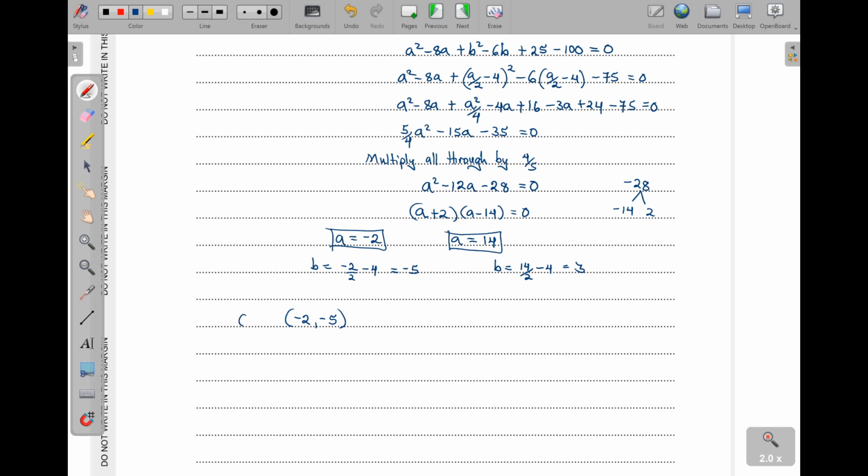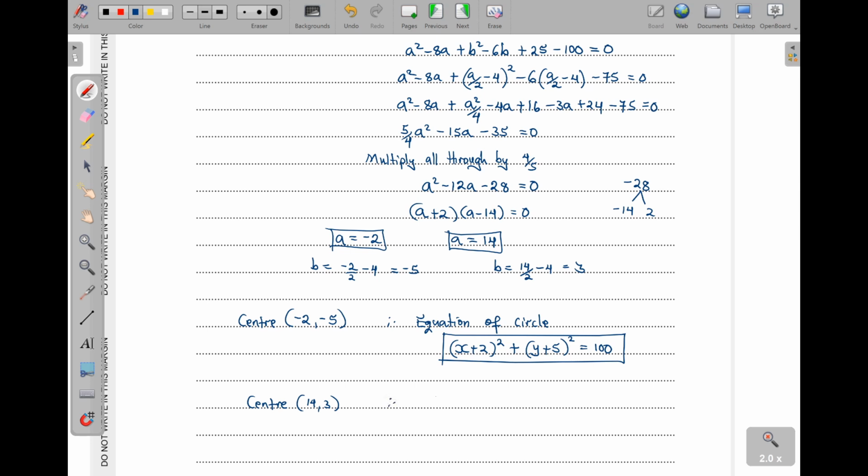Let me write the center, (negative 2, negative 5). That means the equation of the circle is going to be (x minus negative 2), so that will be (x plus 2) squared, plus (y minus negative 5), that will be (y plus 5) squared, and then the radius is 10 squared, so that will be 100 here. That is that.